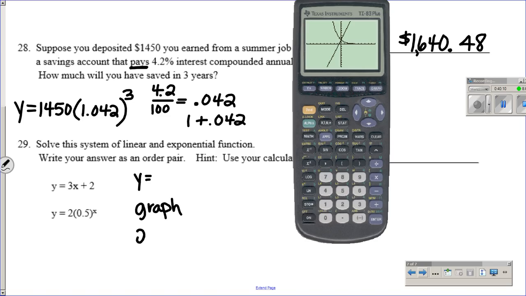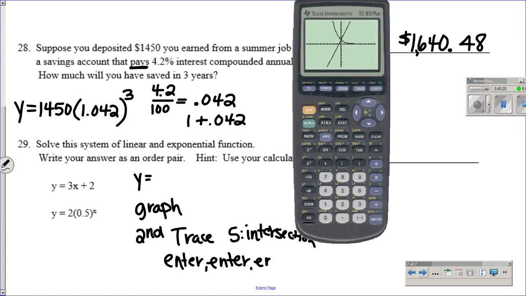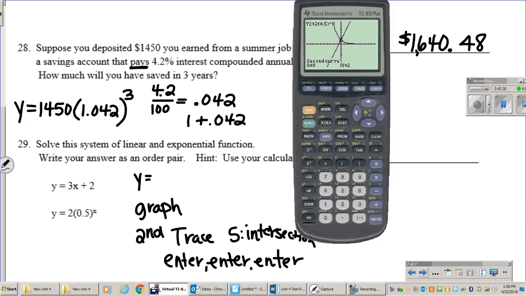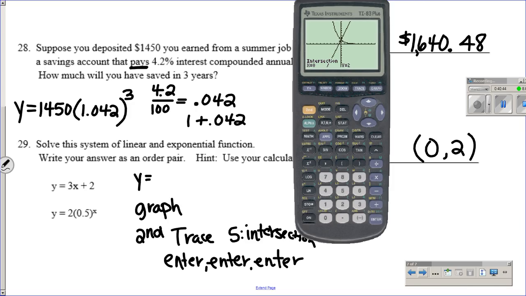Okay, now we're going to hit second trace 5 for intersection. And then to get the calculator to actually calculate the intersection, you just press enter 3 times. So enter, enter, enter. I know you guys have heard me say a million times, second trace 5, enter, enter, enter. Make sure it says intersection on your screen, so the two functions intersect at the point (0, 2). So that is the solution to the system of those two equations. They both equal 2 when x is 0.